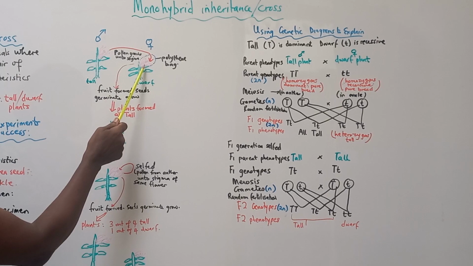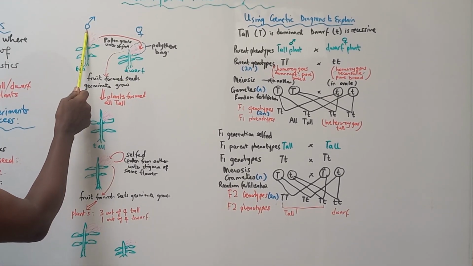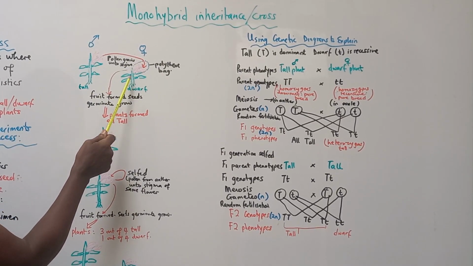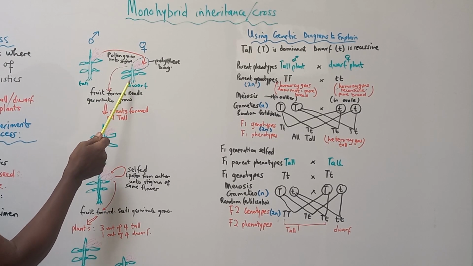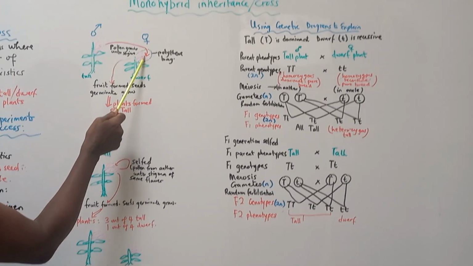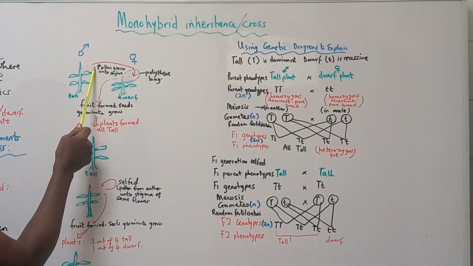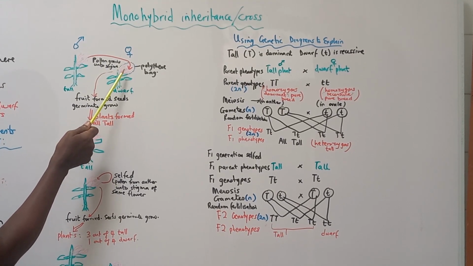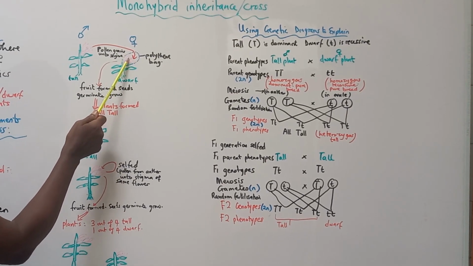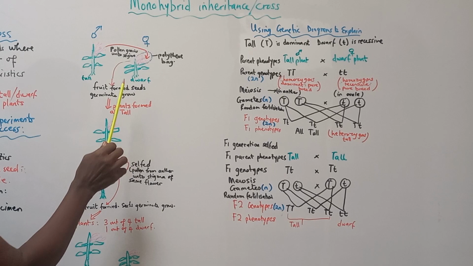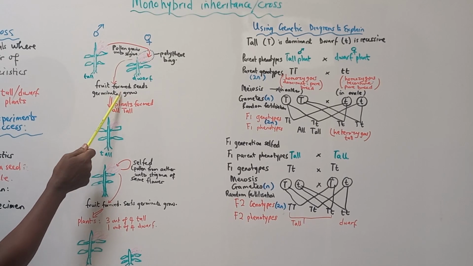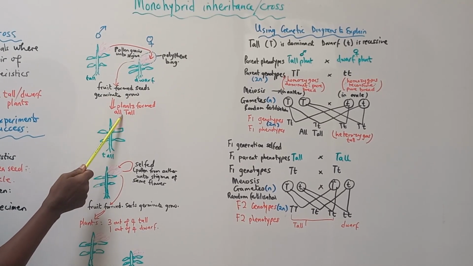Tall plants are crossed with dwarf plants. Let's say the tall plants are the males and the females are the dwarf plants. The cross involves picking pollen grains from one plant and putting them on the stigma of another. So pollen grains from the tall plants are put on the stigma of the dwarf plants. A polythene bag is tied around so that no other pollen comes around. The fruits form, the seeds are germinated and grow, and all the plants that were formed were tall plants.